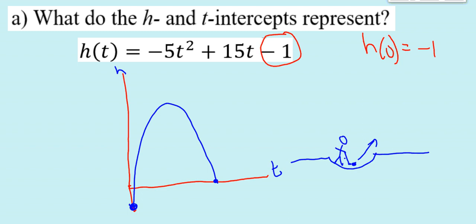And then the T intercepts, well, there would be one right here and one right here. Now this one, we often will ask you to find this one.